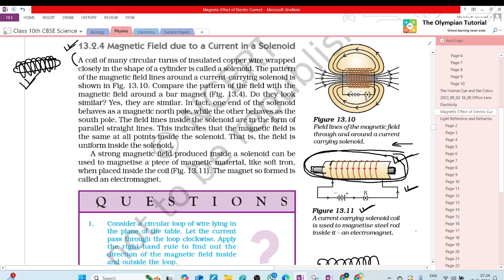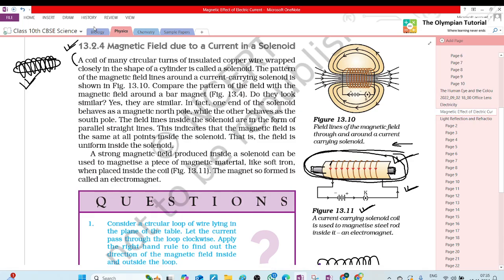Compare the pattern of the field with the magnetic field around a bar magnet. Do they look similar? Yes, they are similar. In fact, one end of the solenoid behaves as a magnetic north pole, while the other behaves as a south pole. The field lines inside the solenoid are in the form of parallel straight lines. This indicates that the magnetic field is the same at all points inside the solenoid. That is, the field is uniform inside the solenoid.